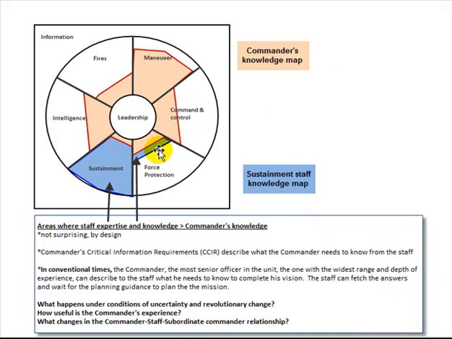Again, the blue shaded areas now are areas where the staff expertise and knowledge exceeds that of the commander's knowledge. And this is not surprising. This is by design. This is why we have staff, so that the commander gets informed. Under routine circumstances, under normal conditions, the commander's critical information requirements, or CCIR, describe what the commander needs to know from the staff.